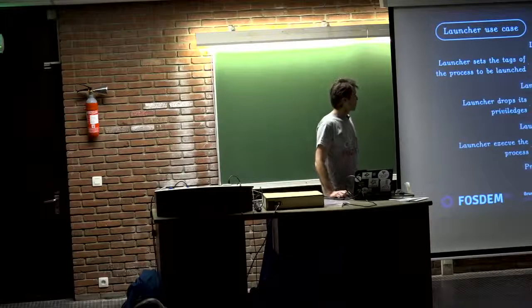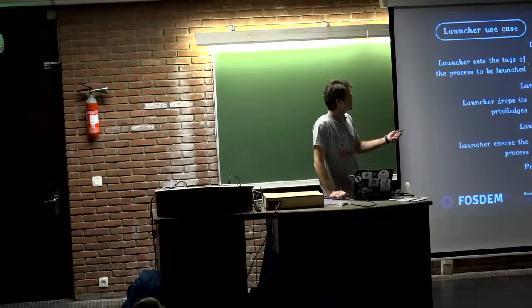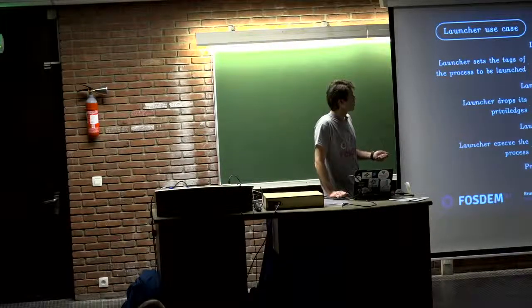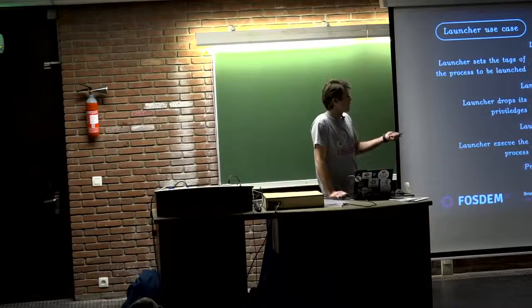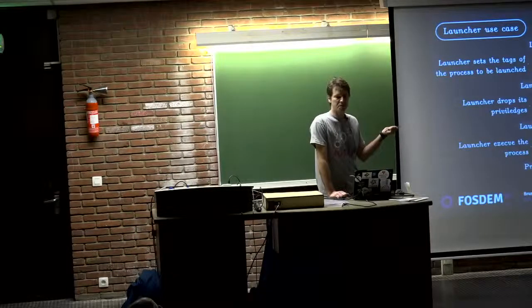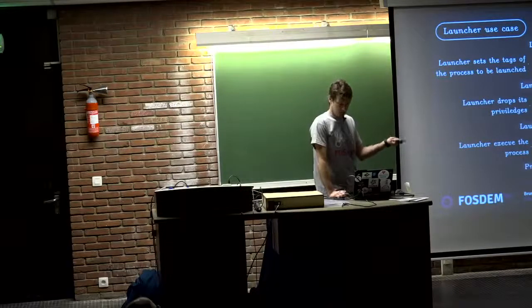So here are examples of use cases. The launcher use case. The launcher here has some tags that allow it to create new tags for the launched process. Then it drops its privilege, and at the end, it execs the process it has to launch, and the process is now tagged with what the launcher expects to give. Here are two paths, because in fact, it's not mandatory to use this to remove the privilege, but you have to have privilege before. So it's the issue with the launcher. A launcher has to be privileged and to drop its privilege. So that's an issue with the launcher use case.